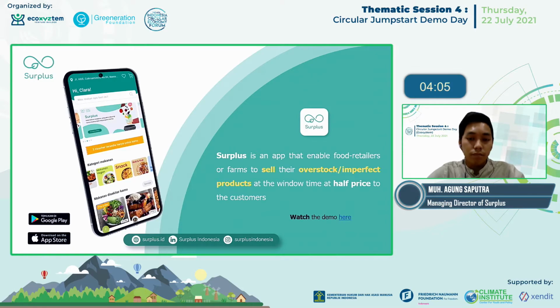We are actually filling the gap by enabling food retailers, hotels, supermarkets, restaurants, or even farms to sell their overstock or imperfect products at a window time at a hot price to the customers. We wish that by doing this, we can reduce the overstock products that are still edible and good, rather than ending up in the landfill and becoming food waste.